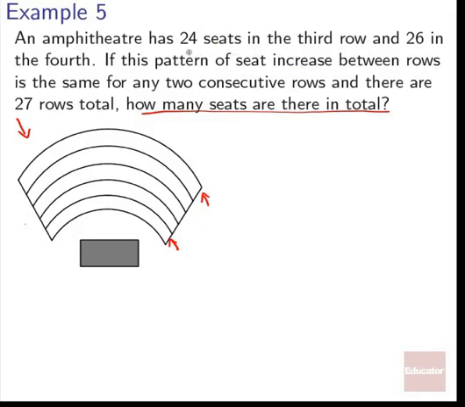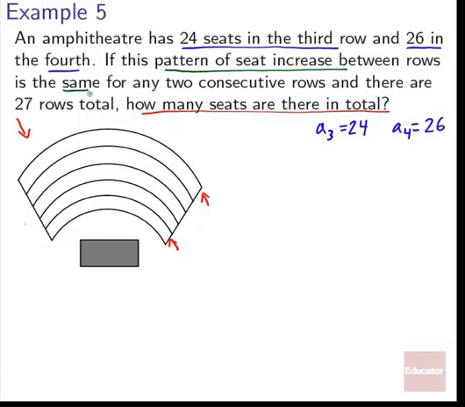So we can write 24 seats in the third row as A3 equals 24. We also know that it's 26 in the fourth row, so A4 equals 26. Okay, so if that's the case, the pattern of seat increase is the same. The pattern of seat increase is always the same for two consecutive rows. That means to get from 24 to 26, we added plus 2, right? We have a common difference of positive 2.